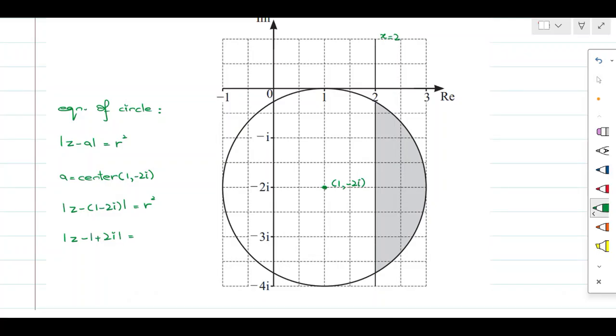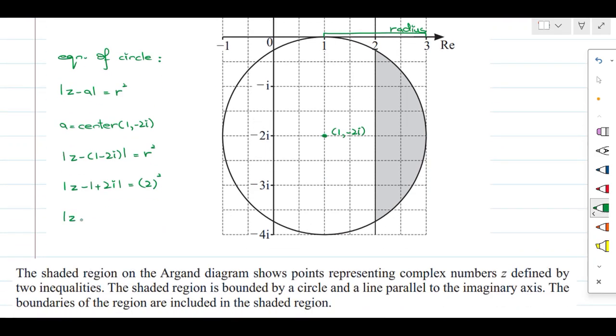What is the radius of this circle? The radius is the distance from the center to a point on the circumference. You can see 1 unit and 2 units, so the radius is 2 units. Now the equation of the circle in complex numbers is the absolute value of z minus 1 plus 2i equals 2 square, 4. For this circle, is the outer portion or the inner one shaded? The inner one is shaded, so we can say less than or equal to the radius.